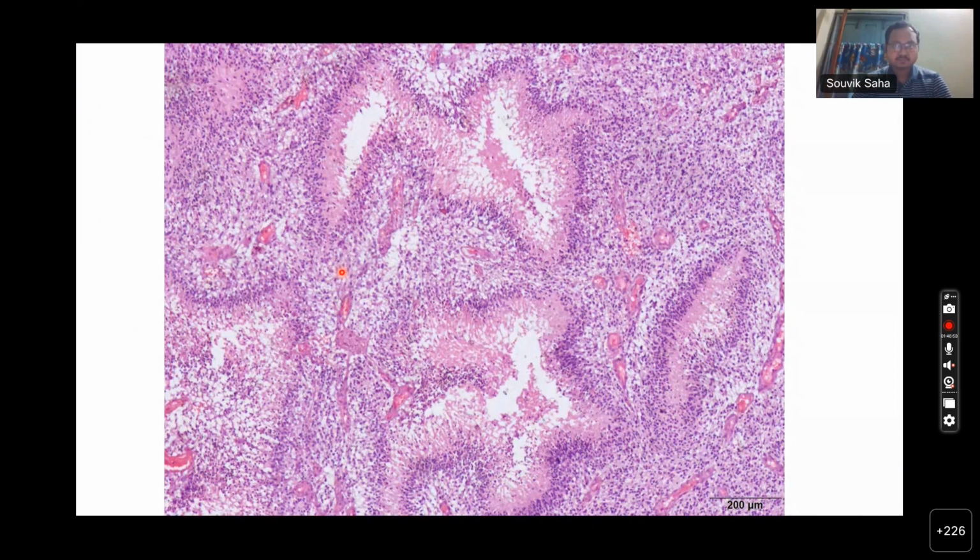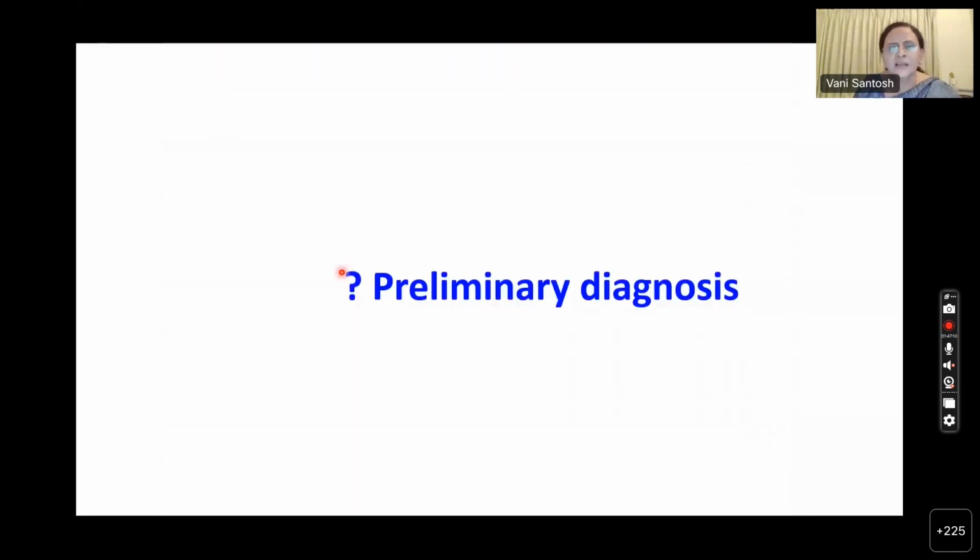Even in grade 3 oligo, sometimes you can see palisading necrosis. But this type of palisading, multiple palisades like this, is very specific to glioblastoma. Okay. So, this is palisading necrosis.